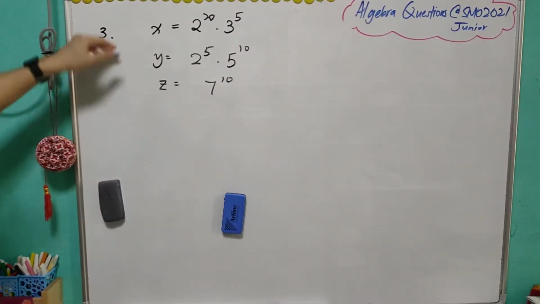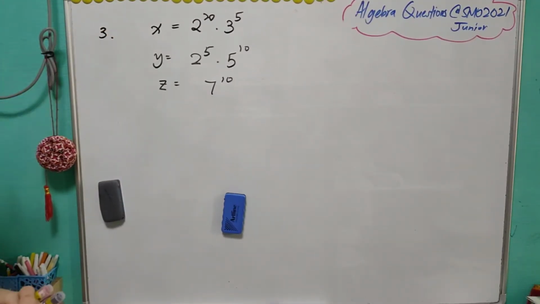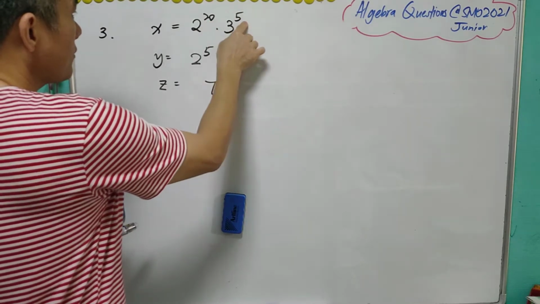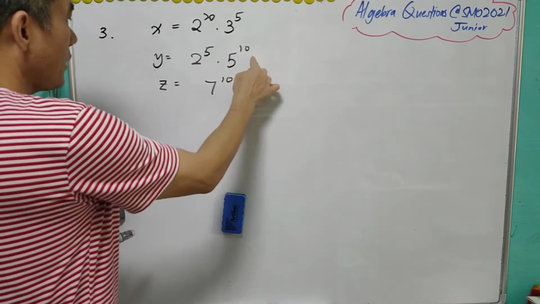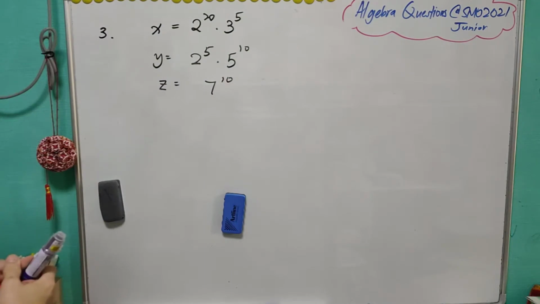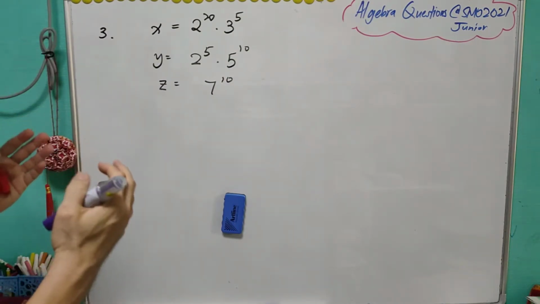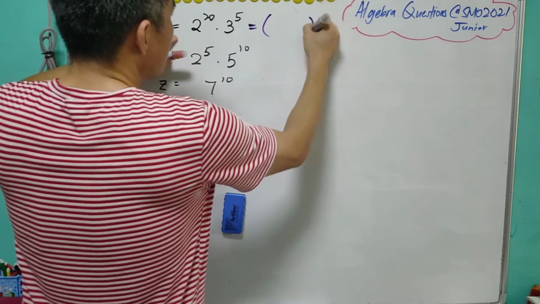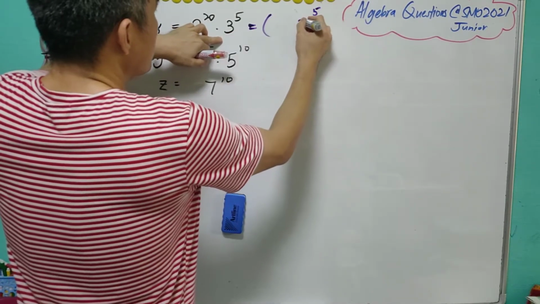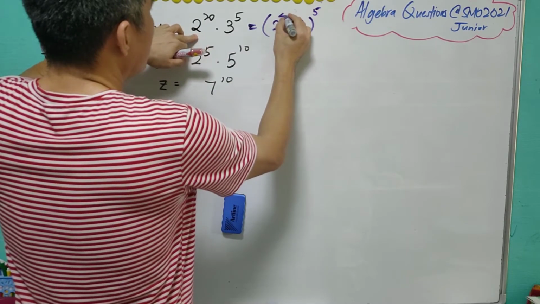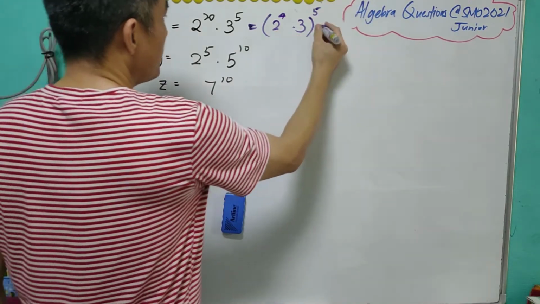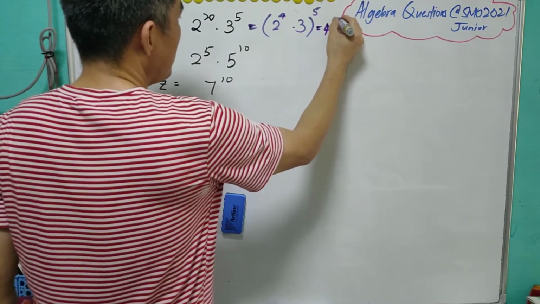For this question 3, we are given X, Y, and Z as such. We need to know which one is biggest and which one is the smallest. As you can see from here, the powers are 20 and 5, 5 and 10, and the other one is 10. The common factor of the powers is 5. We can consider the power 5. What I mean here is that we can write each as something to the power 5. So this is 3 and this is 2 to the power of 4. 2 to the power of 4 is equal to 16. 16 times 3 is 48. So this is 48 to the power of 5.